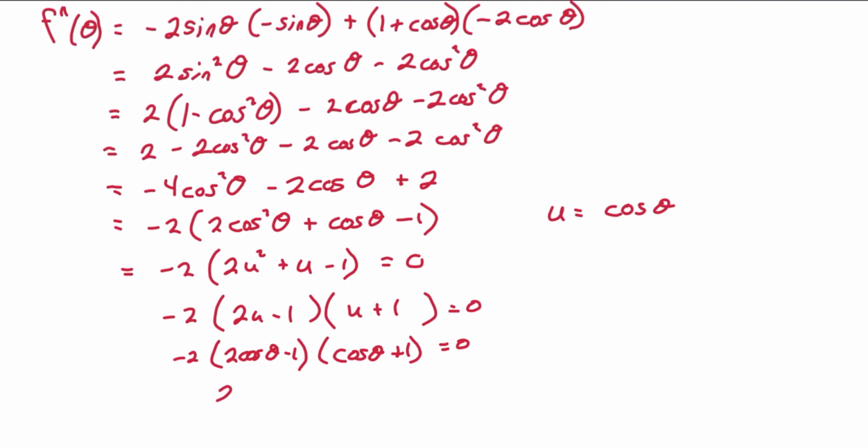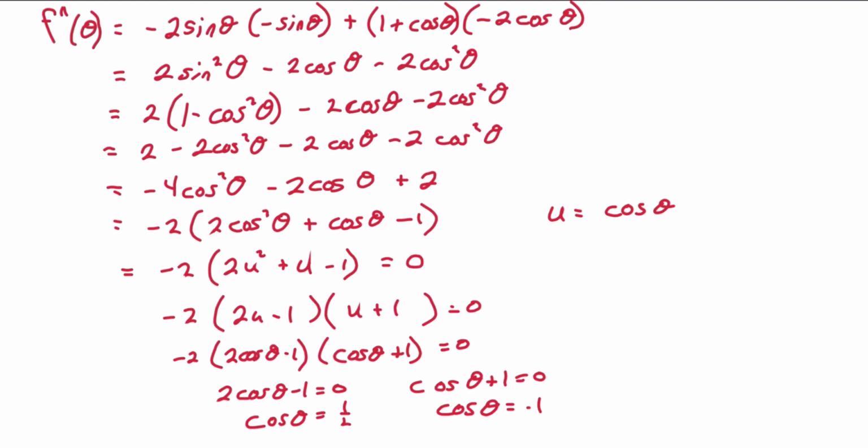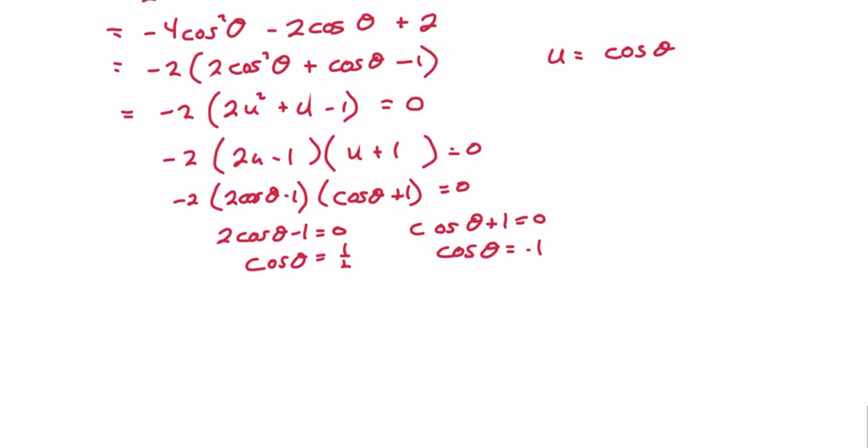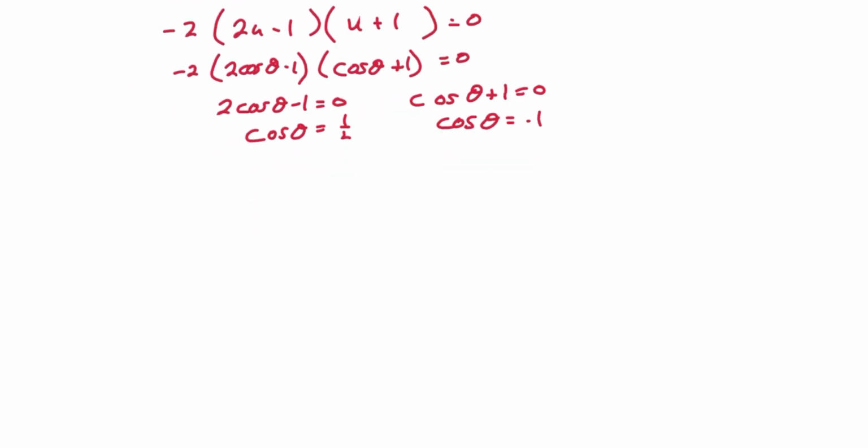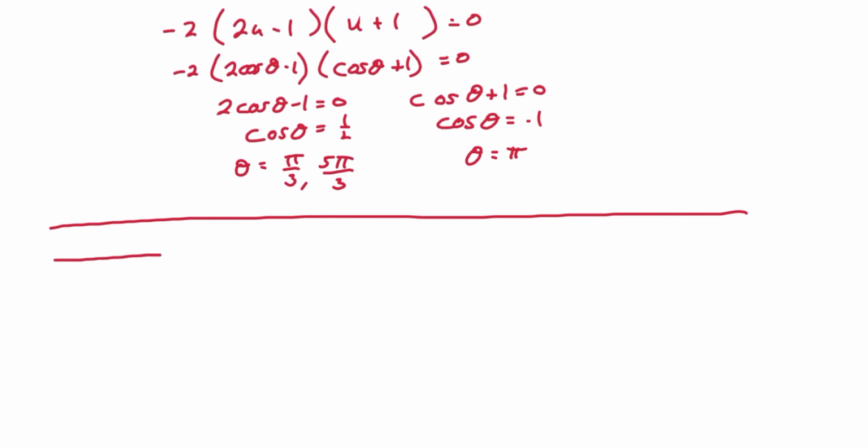Set each of those factors equal to 0. And we get that cosine theta equals 1/2 and cosine theta equals negative 1. When is cosine theta 1/2? That's when theta is equal to pi thirds and 5 pi thirds. And when is cosine theta negative 1? When theta is equal to pi. Next, we'll create a table to help us break up the intervals.